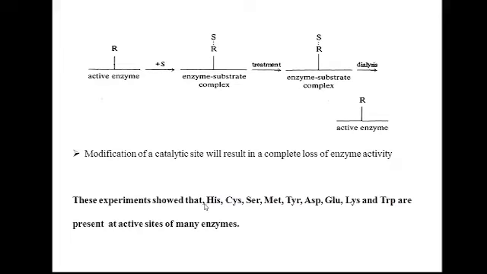By using such types of experiments, we have found that the amino acids like histidine, cysteine, serine, methionine, tyrosine, aspartate, glutamate, lysine, and tryptophan are the amino acids which are present at the active site of many enzymes.